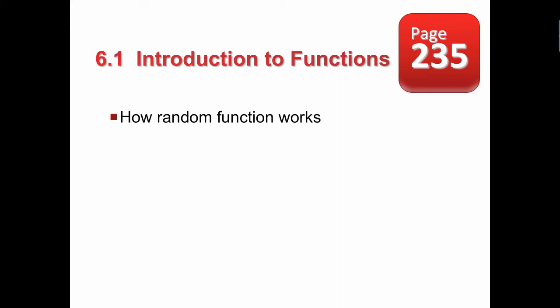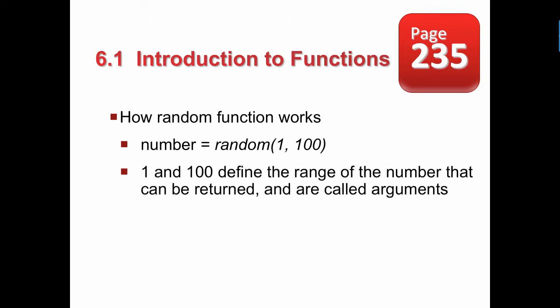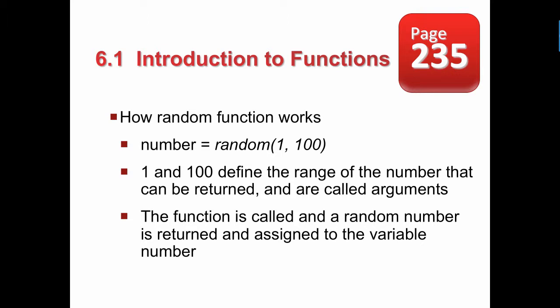So let's figure out how that random function works, because somebody had to in the very beginning. So we're going to say that number equals random between 1 and 100, so it can pick any number that it would like between 1 and 100. Now, 1 and 100 define the range of that number that can be returned, and are called arguments. Of course, we've learned that before. Now, the function is called, and a random number is returned and assigned to a variable number in that program.